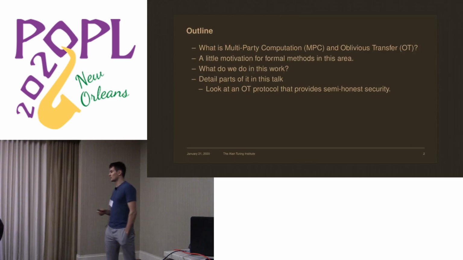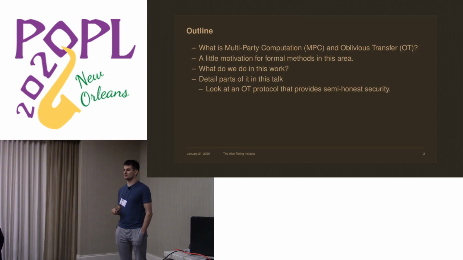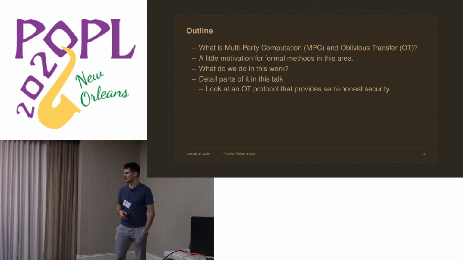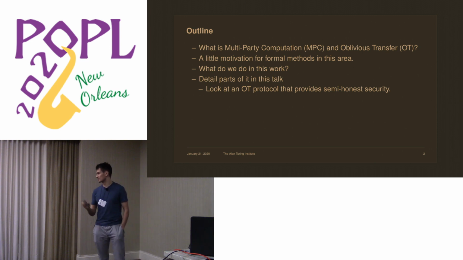So the work we provide here is formalising some cryptography. In particular, we're interested overall in multiparty computation, MPC, but here we focus on the Oblivious transfer protocol, which is sort of a very low-level primitive that's used a lot inside MPC.